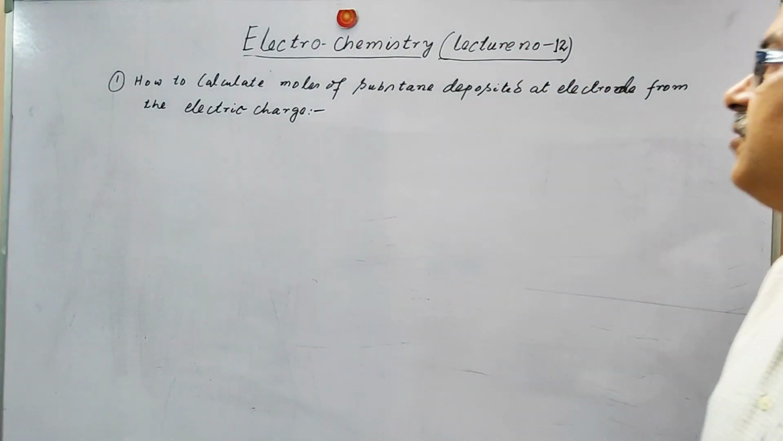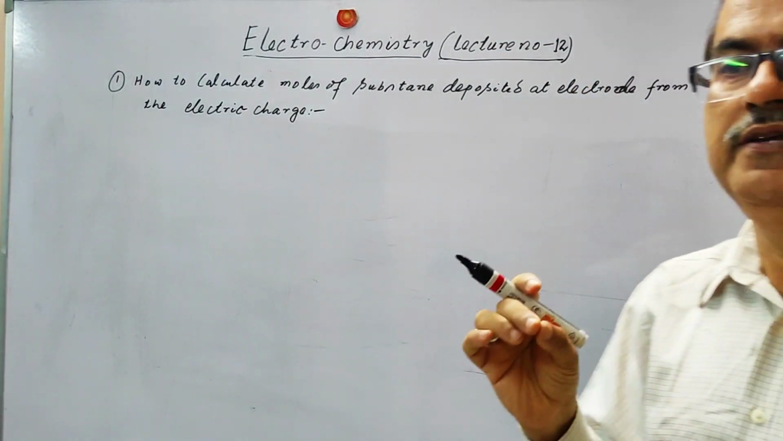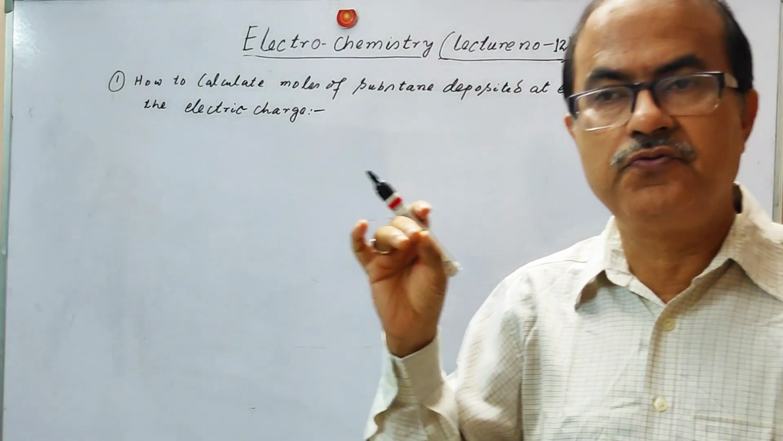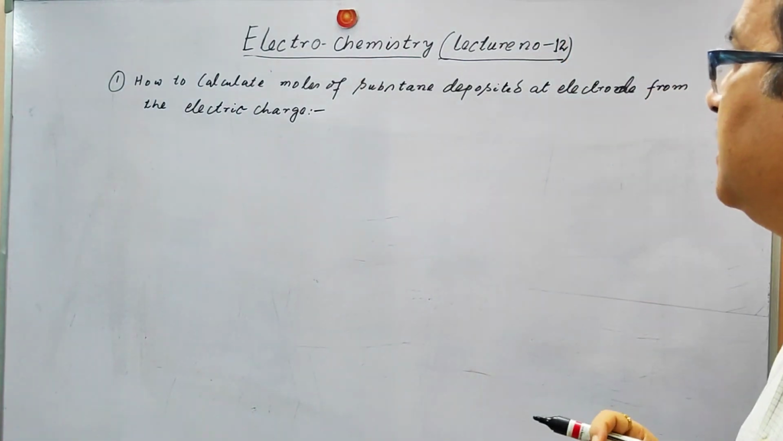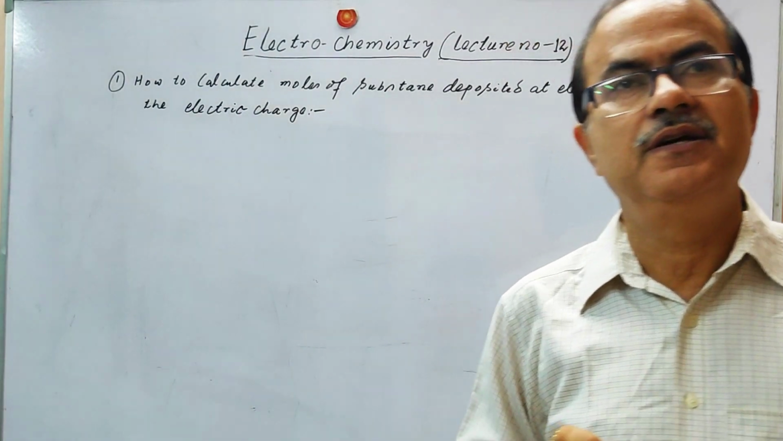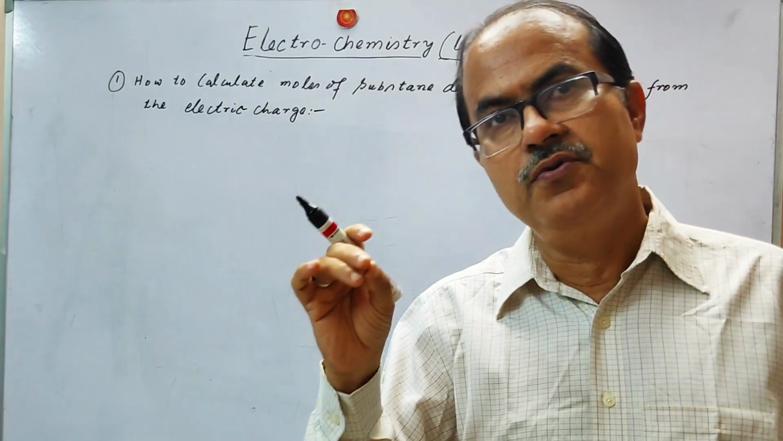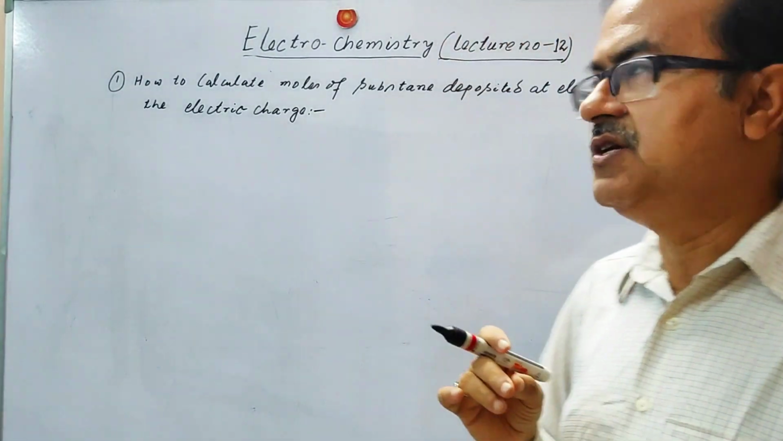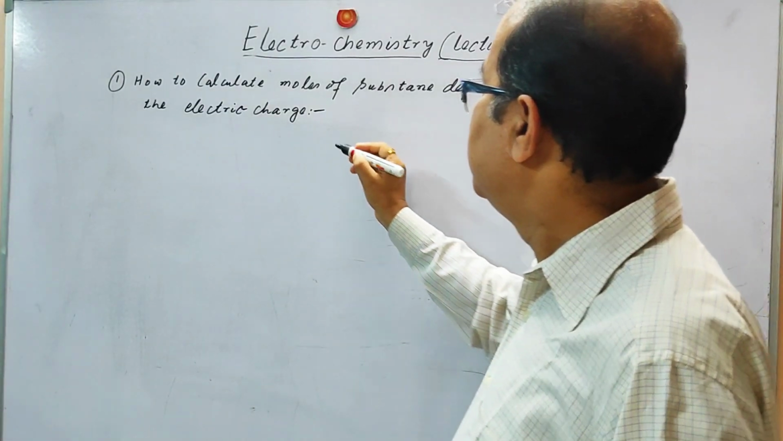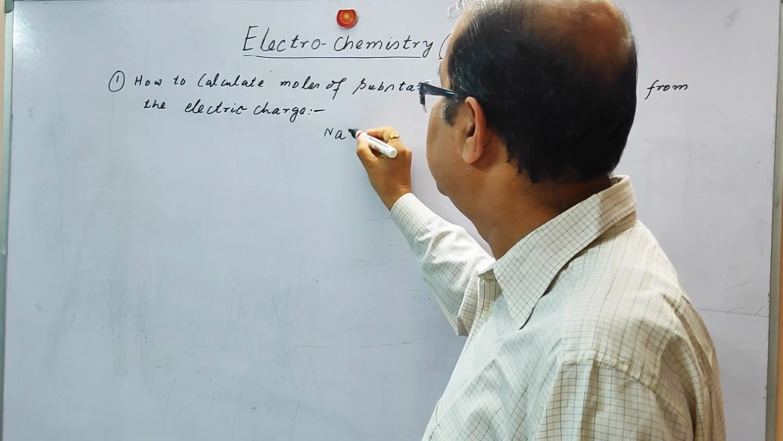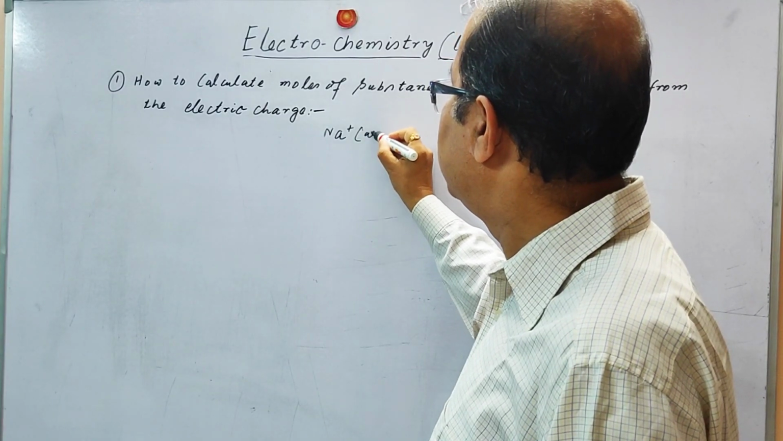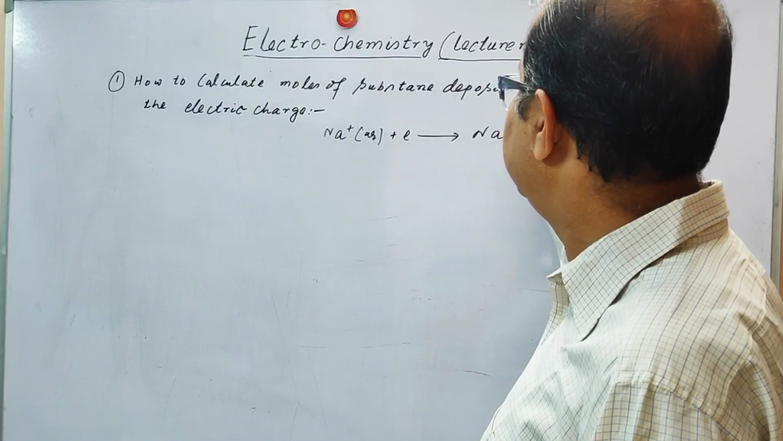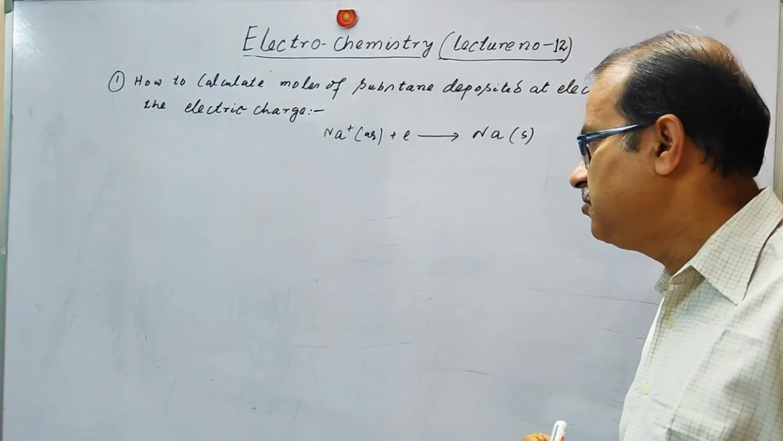So this is the first thing, how to calculate the number of moles deposited on the electrode from the electric charge. For that, first we are going to write the reduction reaction. Let us take the example of aqueous sodium ion, which produces sodium solid.